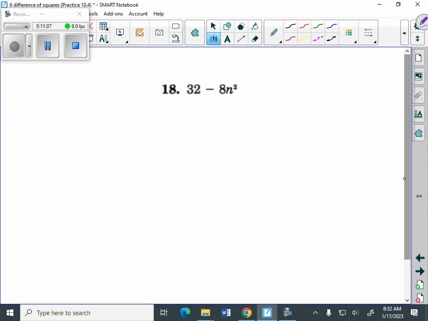And as we take a look at problem number 18, when we look at this one pretty close, we're like, yeah, we've got 2 terms, and we've got a minus. But 32 isn't 16 times 16. So we need to ask ourselves, do we have a greatest common factor? And we do have a greatest common factor. The biggest number that divides into 32 and 8 is 8. And when we factor out that, 32 divided by 8 is 4. 8 divided by 8 is 1.